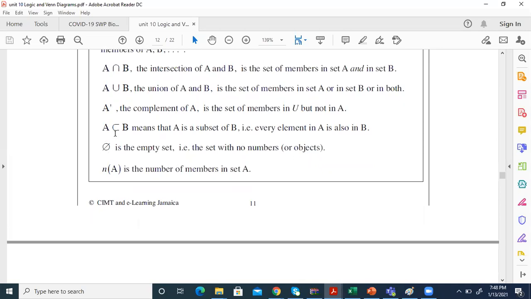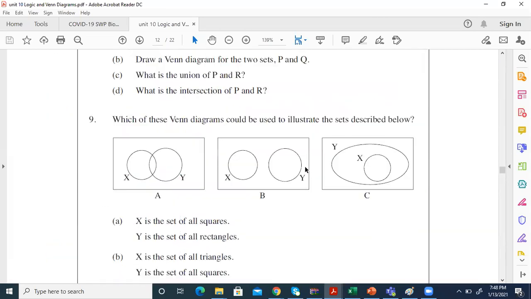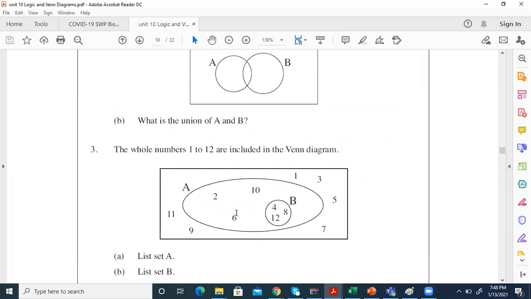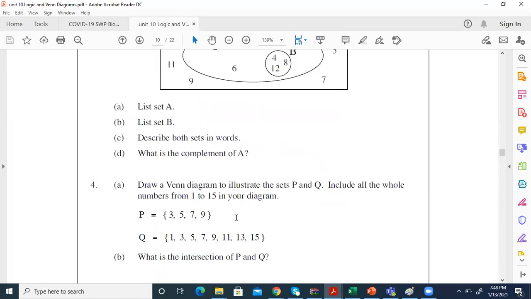A being a subset of B just means that every element in A is also in B. There's an example of a subset up here. B is a subset of A, right? Because every element in B is also in A. Of course, A has some other elements, but B is totally inside of A. So B is a subset of A.